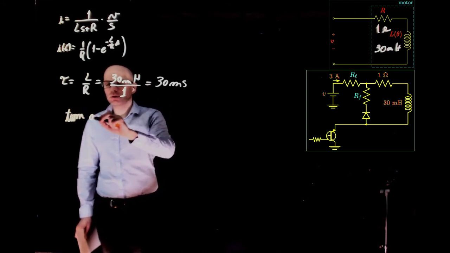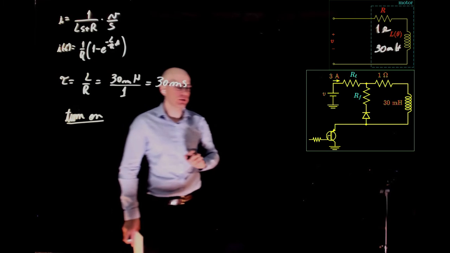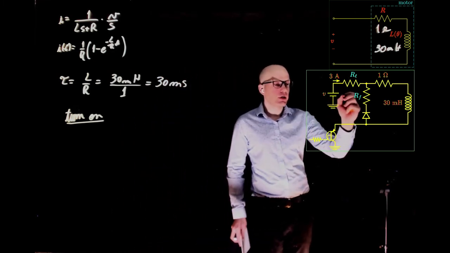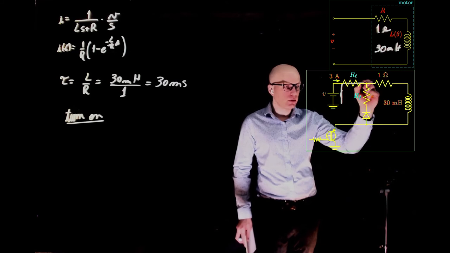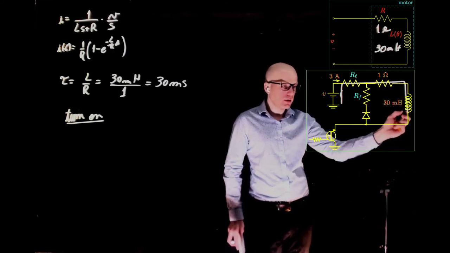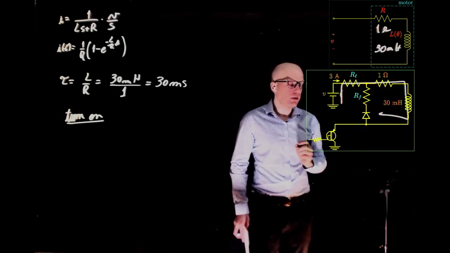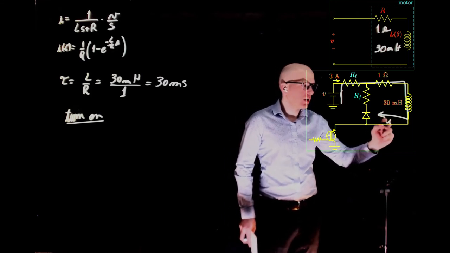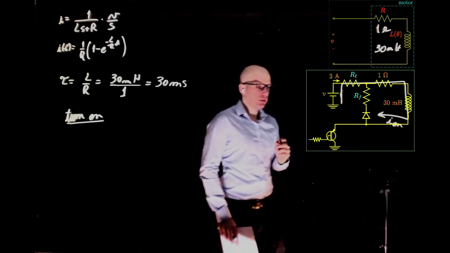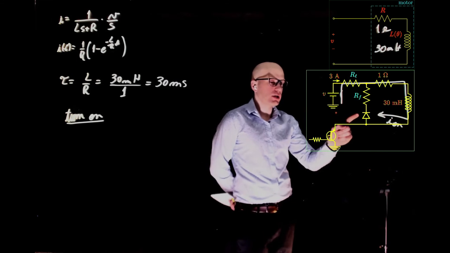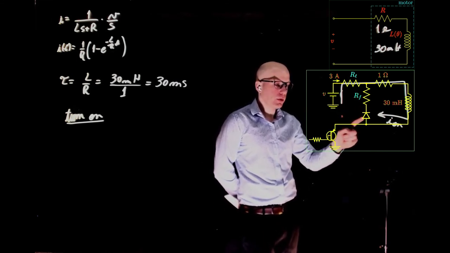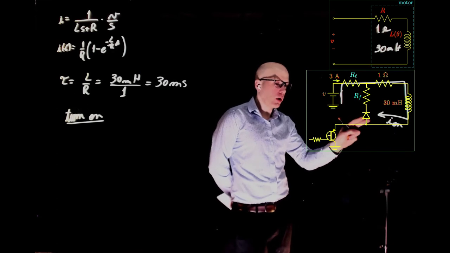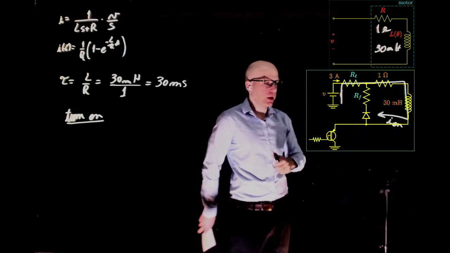Yeah. So let's do turn on first. When you do turn on, what do you have? Turn on, the current goes, let me see if I can write it properly. It goes like that. Right, this is the I on. This diode is reverse biased. Current cannot go through it. So I'll do this one first and then we explain why the diode is there.